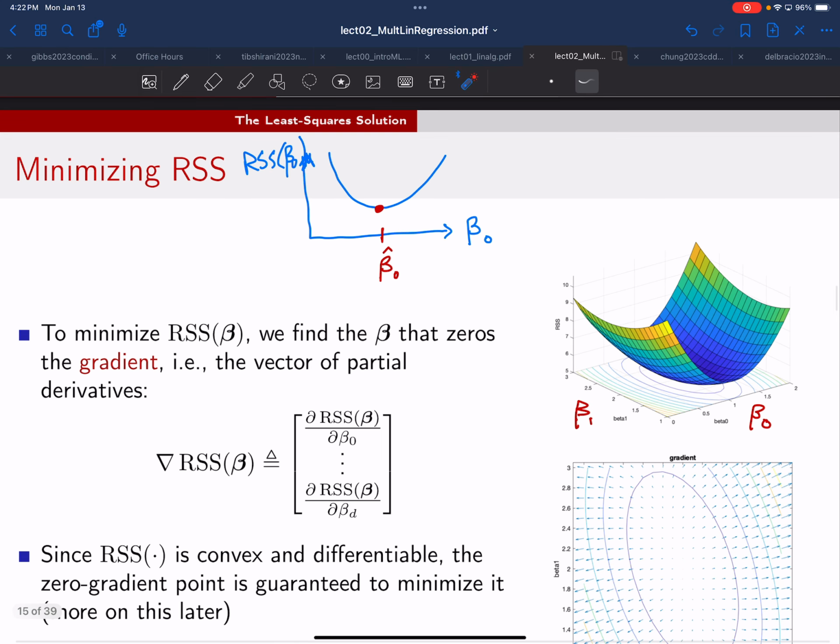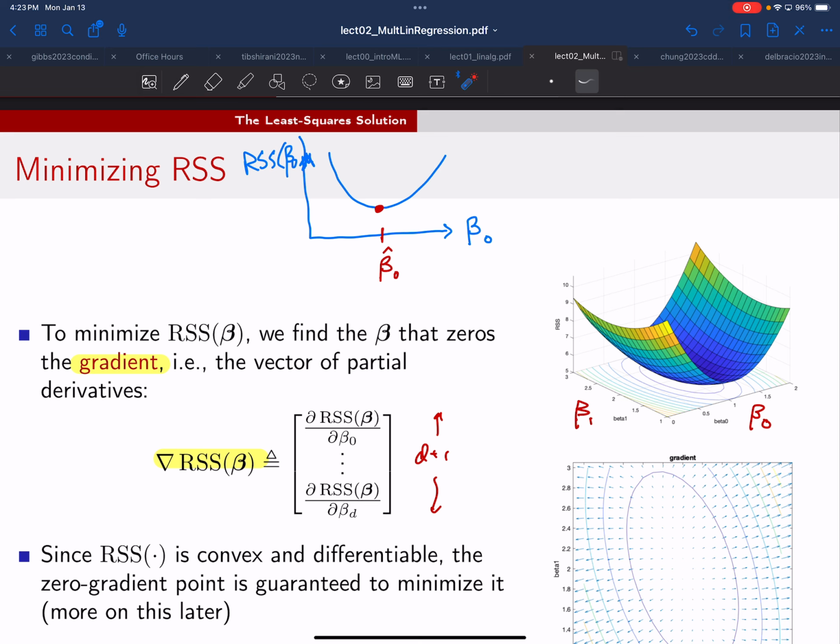So if we extend that idea, we can make a vector of partial derivatives. If we have d plus 1 coefficients we're optimizing, we make a d plus 1 length vector, where each term in that vector is the partial derivative with respect to one of the adjustable coefficients. And we want this entire vector to go to 0. This vector is known as the gradient vector, and we denote it with an upside-down triangle, also called a nabla. The gradient of RSS with respect to beta is just the vector of partial derivatives with respect to all the elements in beta.